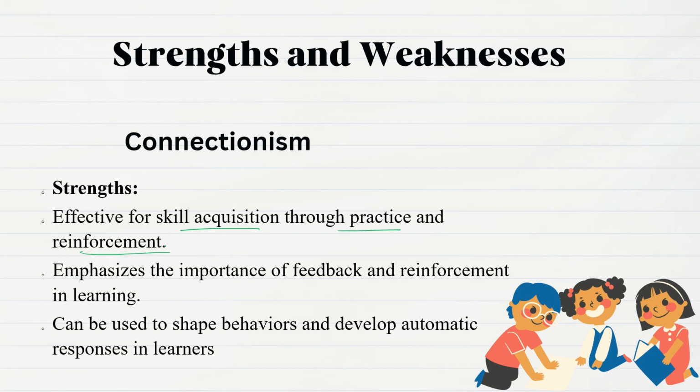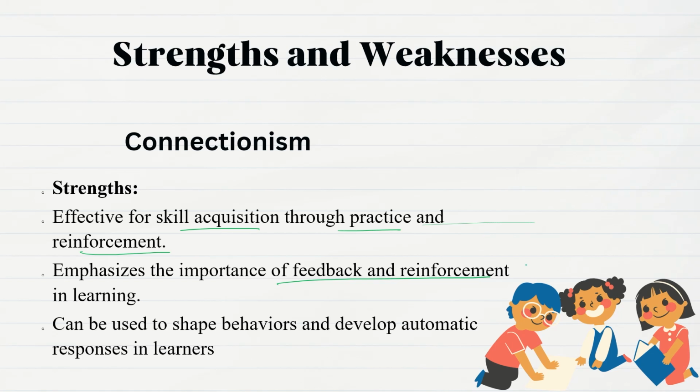Coming to connectionism, we see that it is very effective for skill acquisition through practice and reinforcement. So anything that requires a lot of practice, that requires a lot of repetition, this connectionism learning theory is absolutely essential for it. It also emphasizes the importance of feedback and reinforcement. Feedback plays a very important role in the learning process. It is only when you know where you are going wrong that you can work on those ways and even change the ways.